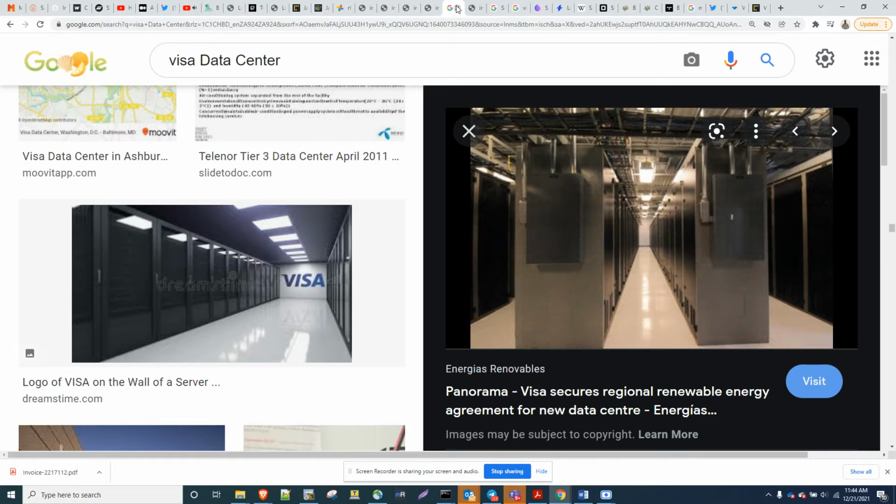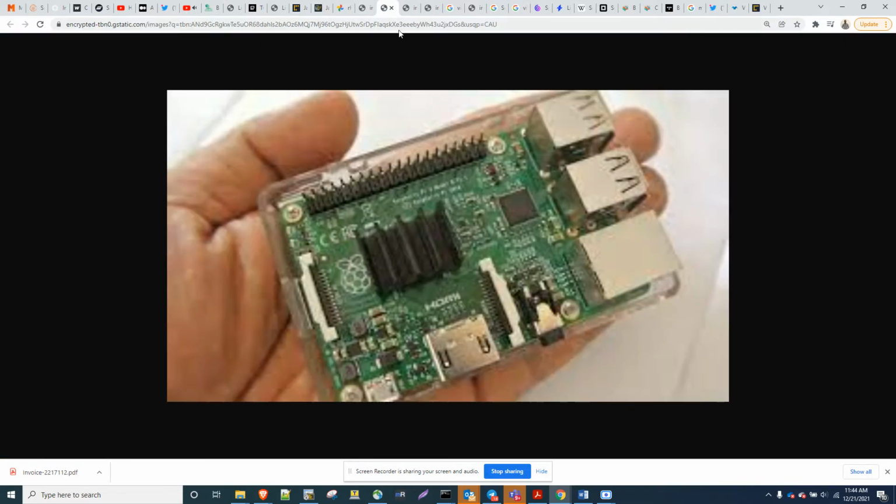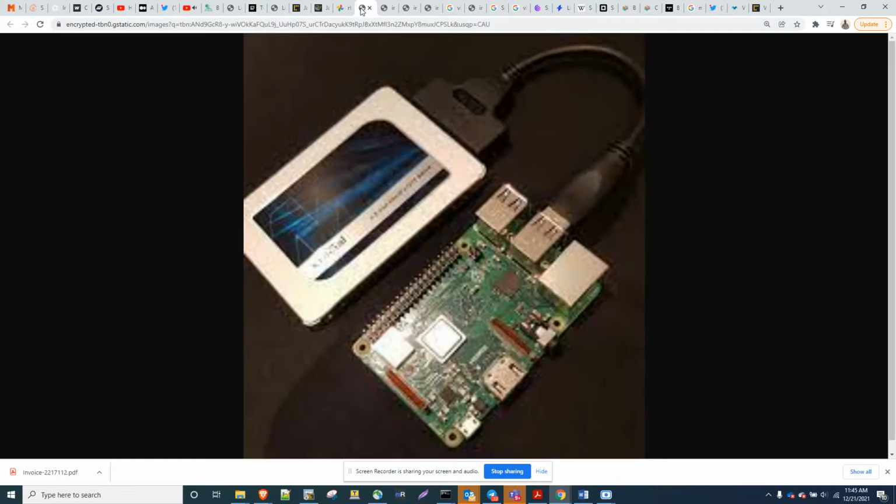Now I want to show you how Visa works. When it comes to Bitcoin payment processing, the Lightning Network is looking at providing Visa-like speed and Visa-like cheap transactions, but on top of the Bitcoin network. Then, like I've shown you, the Lightning Network is using cheap, low-cost computing devices like Raspberry Pis.